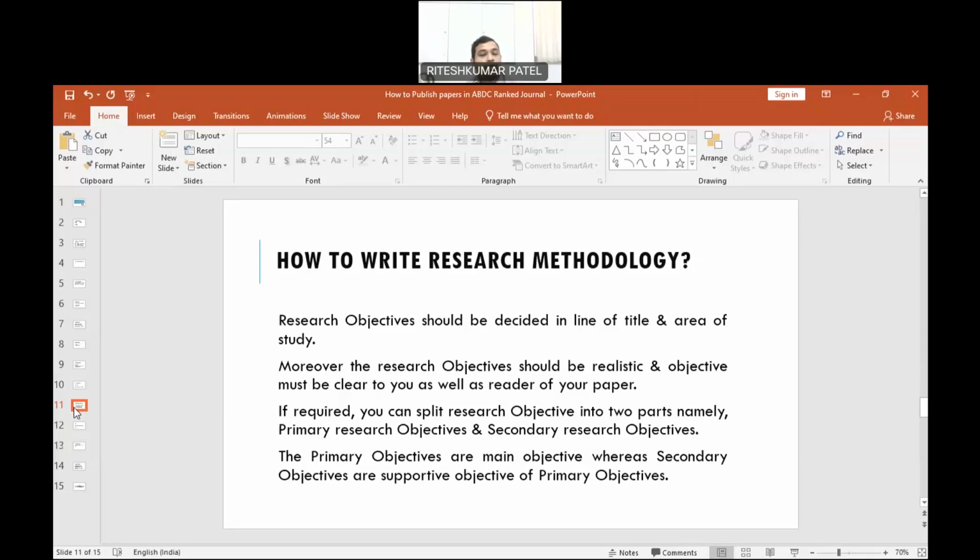If required, you can split the research objective into two parts, namely primary research objective and secondary research objective. Primary research objectives are the main objectives that fulfill the basic outcome of your study, whereas secondary research objectives are supportive objectives for the primary research. However, categorization into two parts, primary and secondary, is advisable only if your topic requires that kind of categorization.